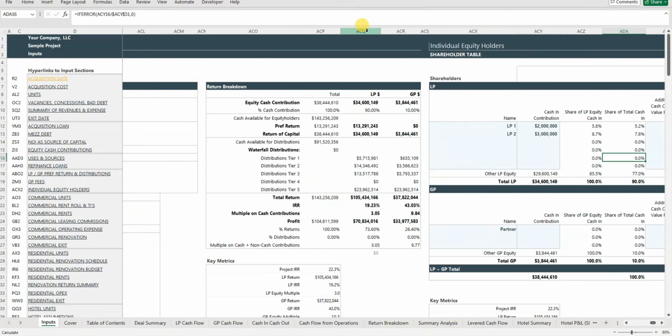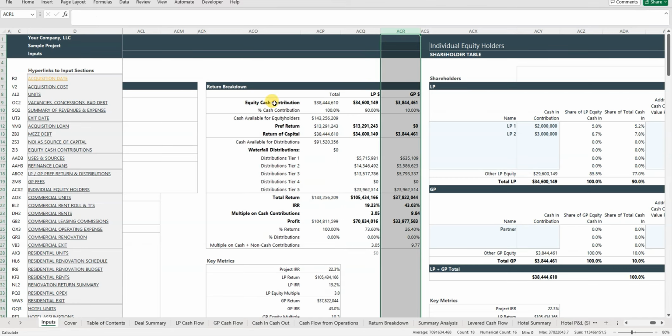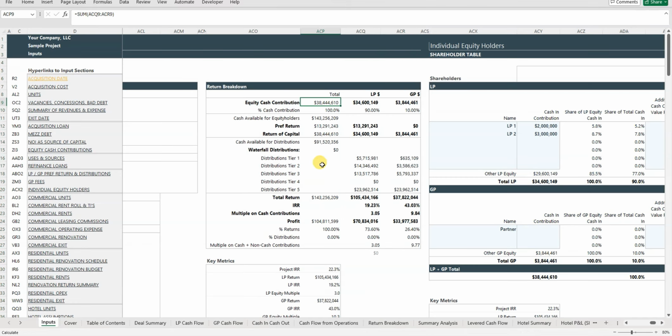So I can come over here and I can see the comparison of the LP right next to the GP, that there's $38 million of equity cash contribution. The cash available for the equity holders, $143 million in my little hypothetical project. Preferred return is $13 million to the LP, then return of capital, pari passu, and then it shows splits at each tier in the waterfall, tier 1, tier 2, tier 3, and then 50-50 at tier 5. So the LP IRR, 19%, multiple on cash contributions of 3x.